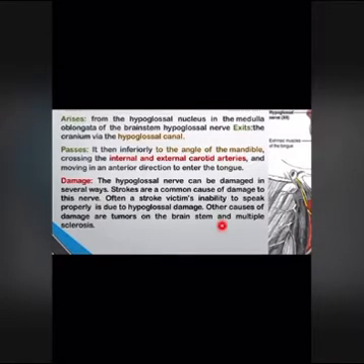The hypoglossal nerve can be damaged in several ways. Strokes are common causes of damage to this nerve. Inability to speak properly is due to hypoglossal damage. Other causes of damage are tumors of the brainstem and multiple sclerosis.